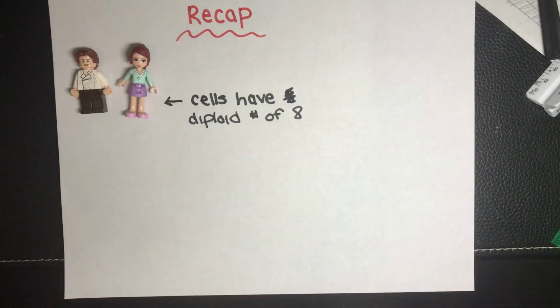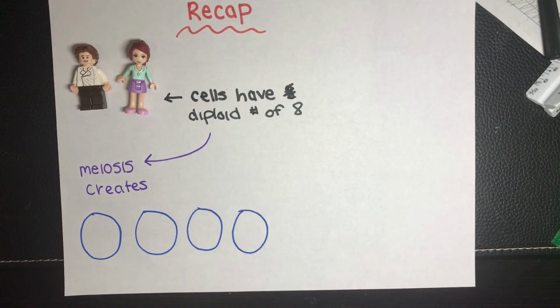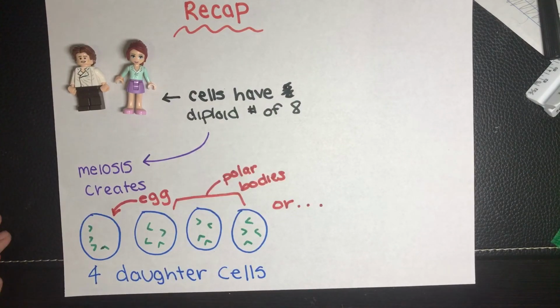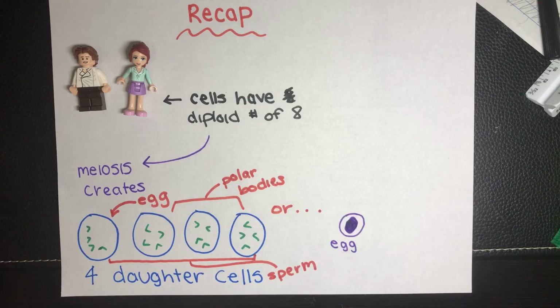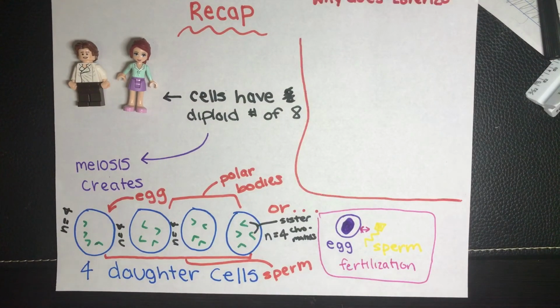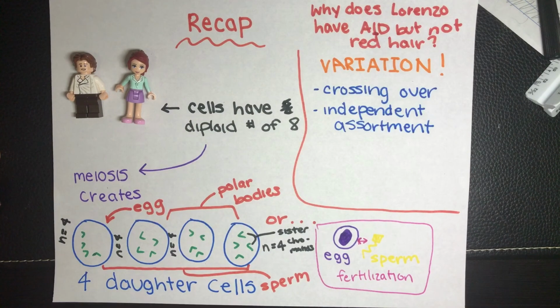Okay, to recap everything, Mr. and Mrs. Adone have a diploid number of 8. The meiosis creates 4 granddaughter cells, n equals 4, and each are sister chromatids. Egg or sperm is created and combined to form a zygote. So basically the question is, how does he have genetic variation? Through crossing over and independent assortment.